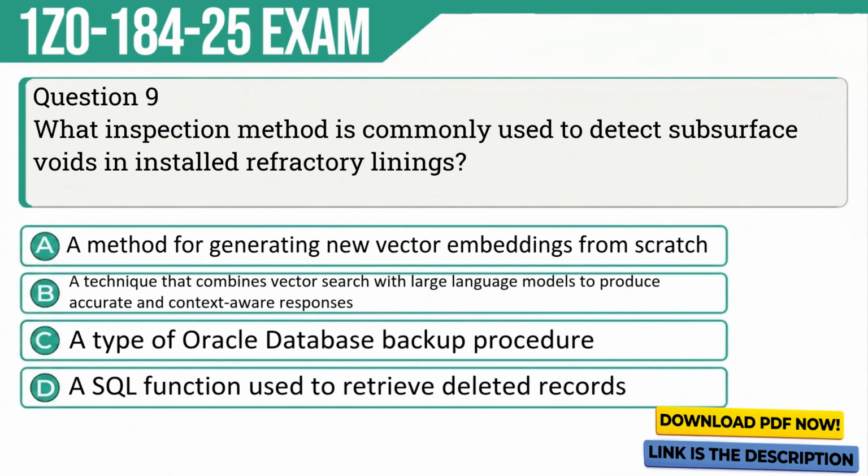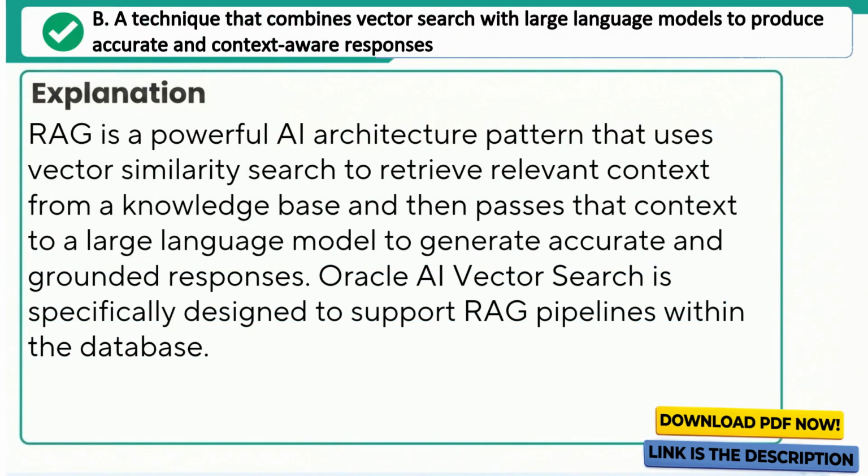Question 9. What is Retrieval-Augmented Generation, or RAG, in the context of Oracle AI vector search? A. A method for generating new vector embeddings from scratch. B. A technique that combines vector search with large language models to produce accurate and context-aware responses. C. A type of Oracle database backup procedure. D. A SQL function used to retrieve deleted records. Correct answer: B.